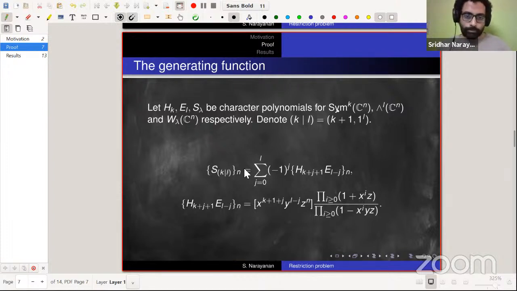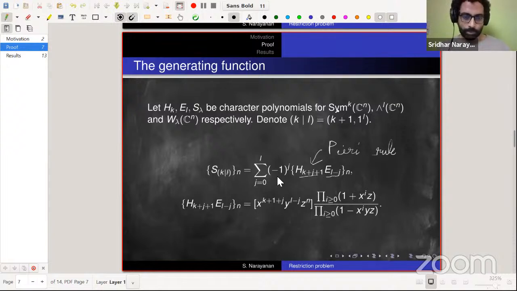Just kind of how it's represented for symmetric functions, except with capital letters. Right? And this first identity we have is by the Pieri rule. So we have that the moment of the character polynomial associated to a hook-shaped irreducible of GL_N is equal to an alternating sum of the moment of a product of a certain Sym^k character polynomial multiplied by a wedge^l character polynomial.